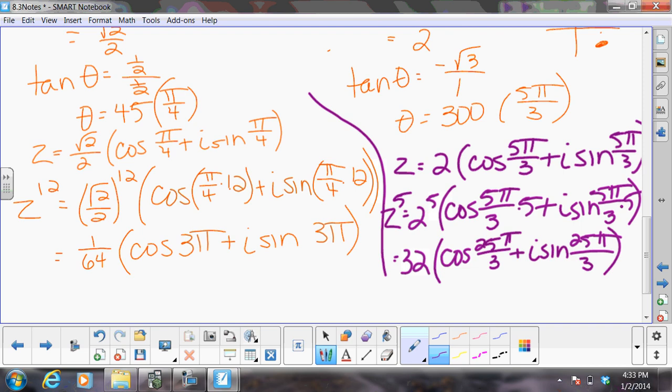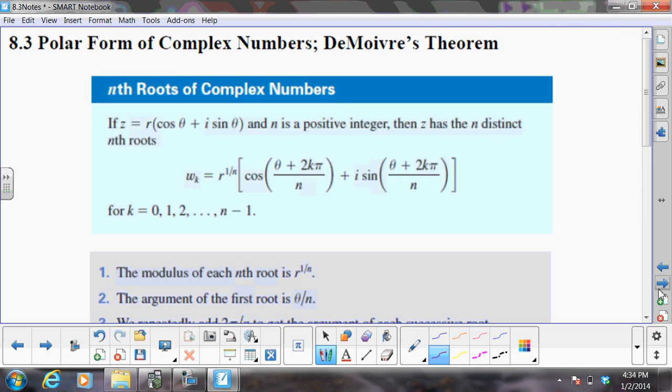On the back of this page, we have the nth root of complex numbers. So instead of taking it to a power, we're actually finding the nth root and finding all the roots of something, which is this fancy formula. Now I'm going to do just one of these, because it is pretty time consuming. We could do the first one. It's pretty extensive. So we will choose the first one. All right, this is the formula right here that you need to know.